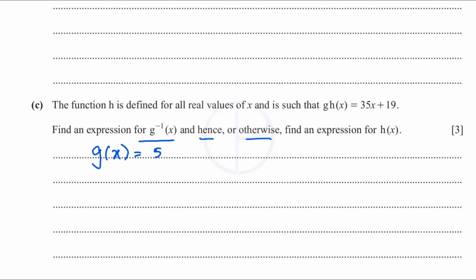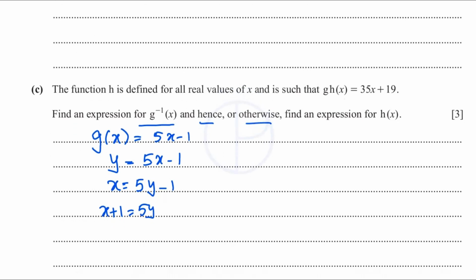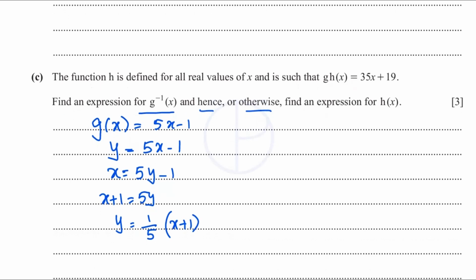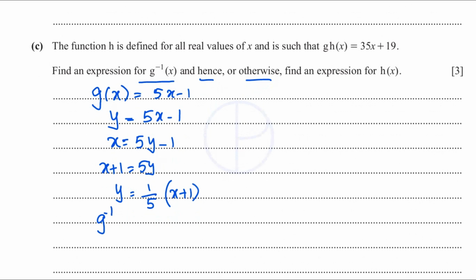So what is g of x? 5x minus 1. Let's take this as y. y is equal to 5x minus 1. Now swap the variables. So we get x equal to 5y minus 1. Now add 1 on both sides. So x plus 1 equal to 5y. So make y the subject. So y is equal to 1 over 5 multiplied by (x plus 1). This is the g inverse of x. Replace y by g inverse of x. This is equal to 1 over 5 multiplied by (x plus 1).